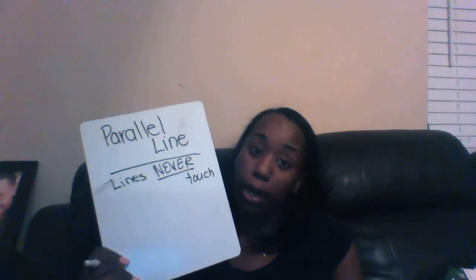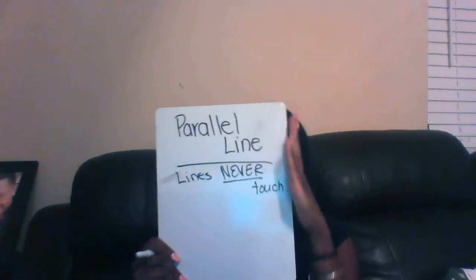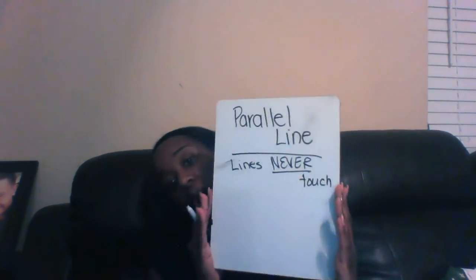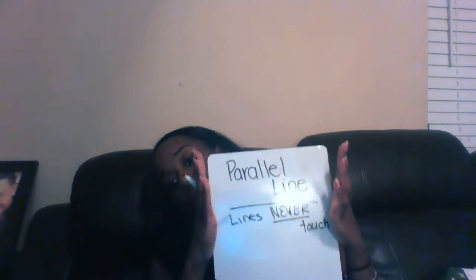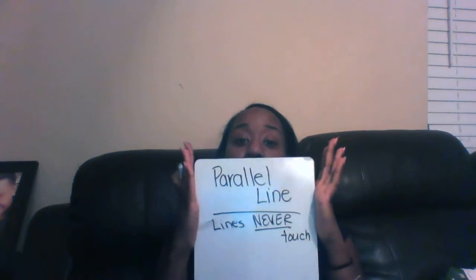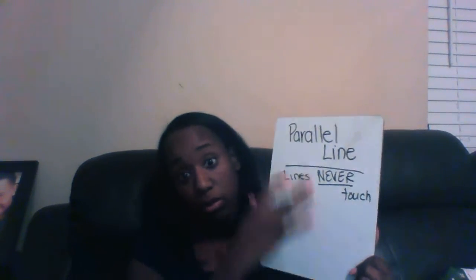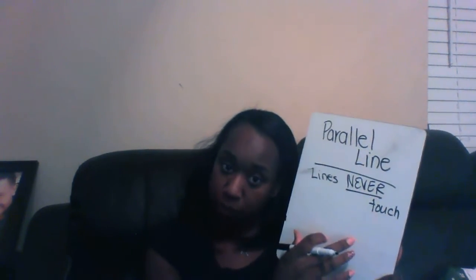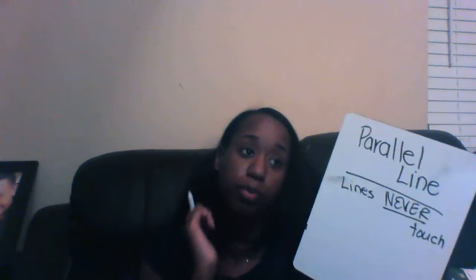So what are some examples of a parallel line? Well, I'll give you one right here. This side and this side of my whiteboard will never touch. These are parallel lines. Why? Because in parallel lines, the distance between the top and the bottom, or the beginning and the end, are the same. If the distances are the same, they will never touch, they'll never meet.